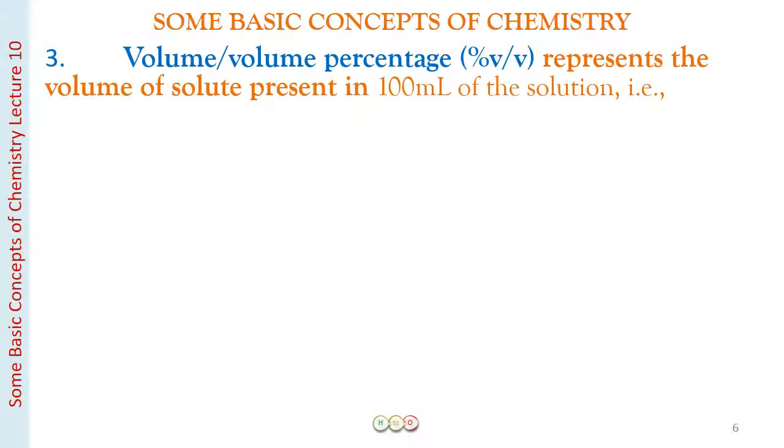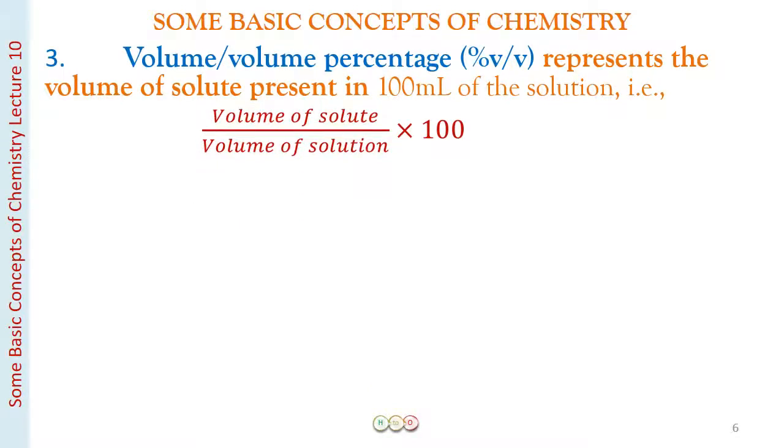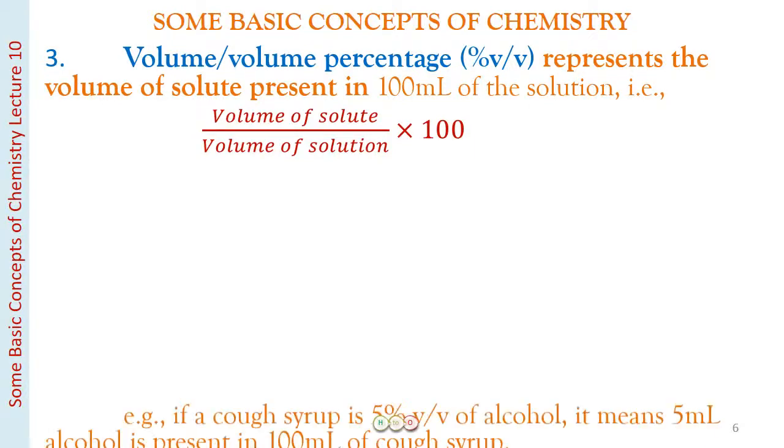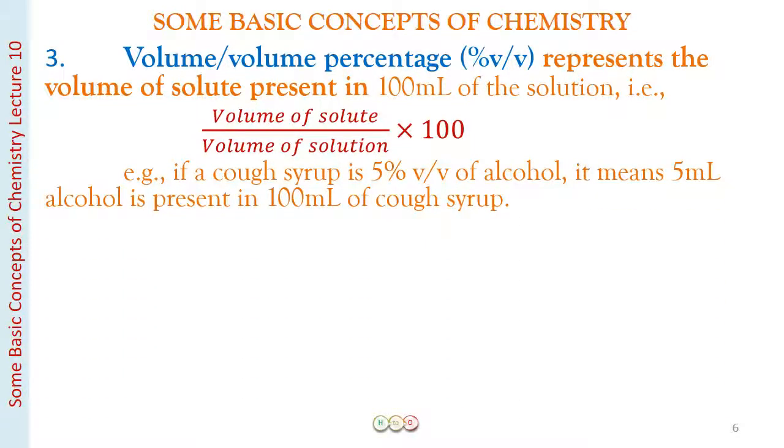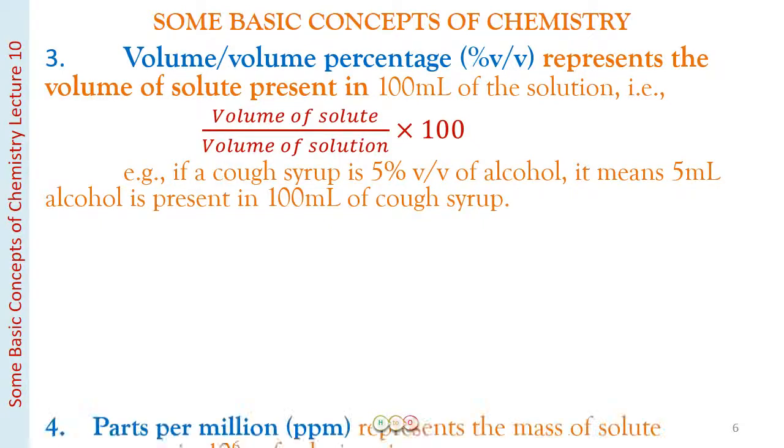Next we have volume by volume percentage. This represents basically the volume of the solute present in 100 ml of the solution. So this would be volume of the solute divided by volume of the solution into 100, all in ml. And if we have a cough syrup on which it is written 5% V by V of alcohol, it would simply mean 5 ml alcohol is present in 100 ml of the cough syrup.